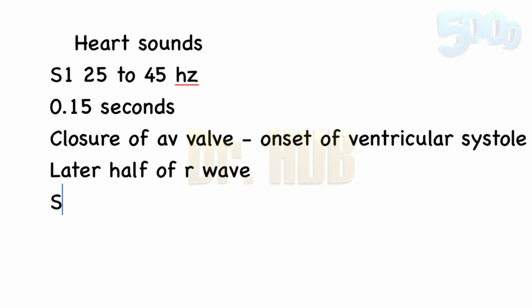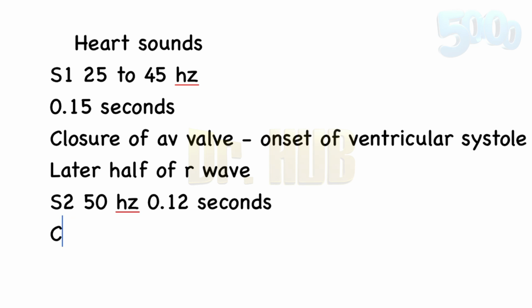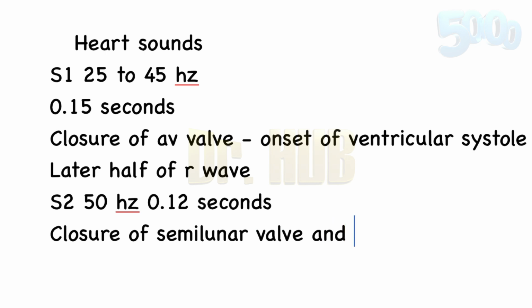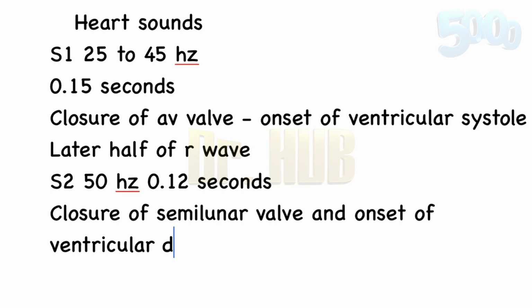Next what we have is the S2. For S2, the frequency is about 50 hertz and the duration is slightly lesser than S1, about 0.12 seconds. In case of S1, there is a closure of the AV valve and the onset of the ventricular systole. And in case of S2, there is a closure of the semilunar valve and also the onset of the ventricular diastole.